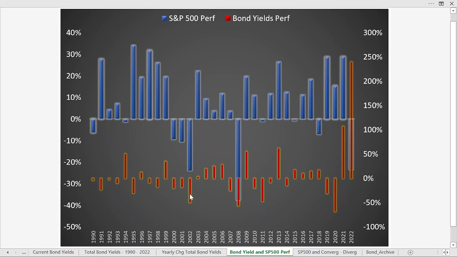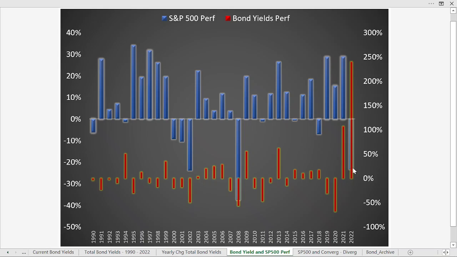There's not a very strong correlation, but generally speaking, as we can see, especially in the big years like 2008, the S&P 500 went down, and so did the bond yields as well. What's very interesting is this year, we see the bond yields again have gone up around 240%. During the same period of time, the S&P 500 is down over 20%.